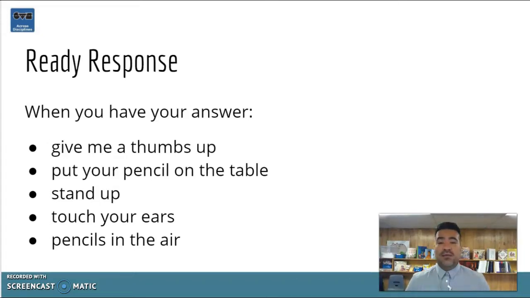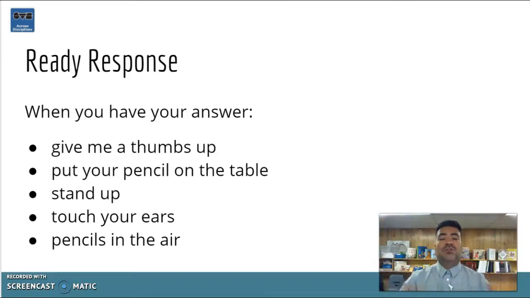If you have the answer, go ahead and stand up. Go ahead and put your pencil in the air. If you are ready to answer, go ahead and turn your paper over. You are simply giving them a signal to follow. Touch your ear, or put your hands above your head, whatever the signal might be.